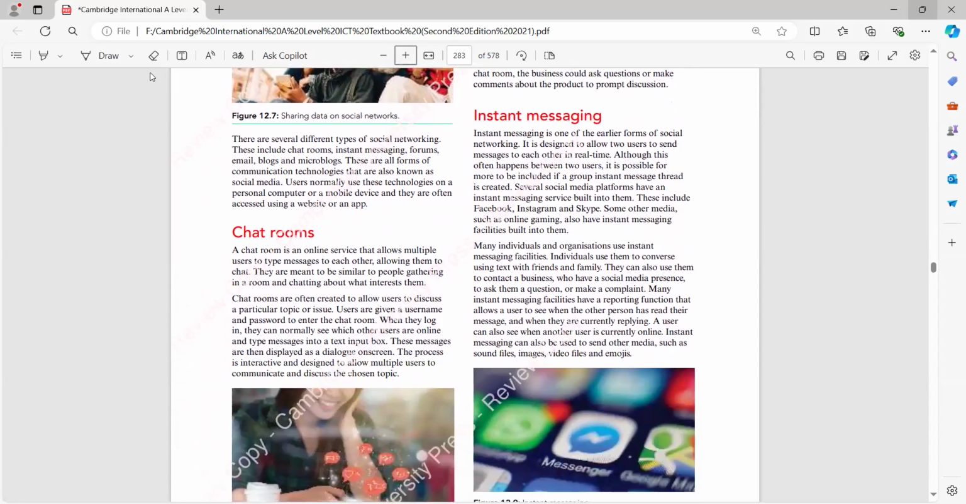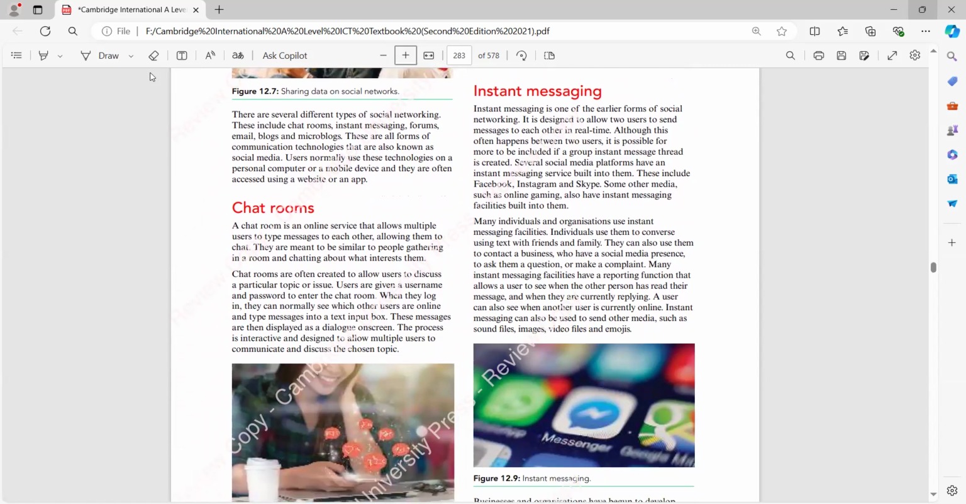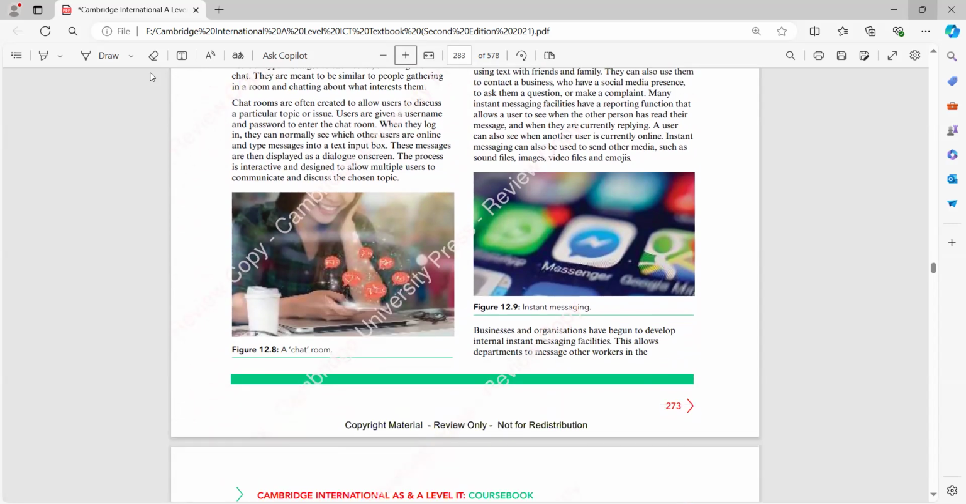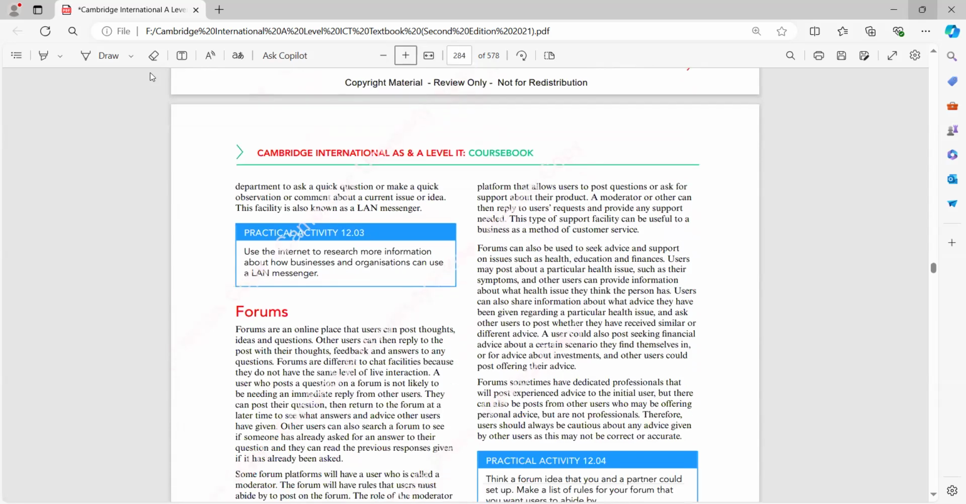The second area is your instant messaging, like your WhatsApp, your Messenger. This is one of the earliest forms of social networking, and it is designed to send a message in real time between two users so that you can initiate it. There is also group instant messaging, like WhatsApp. Many individuals and organizations use these instant messages, and individuals use them for sending text messages. Businesses and organizations also use them.